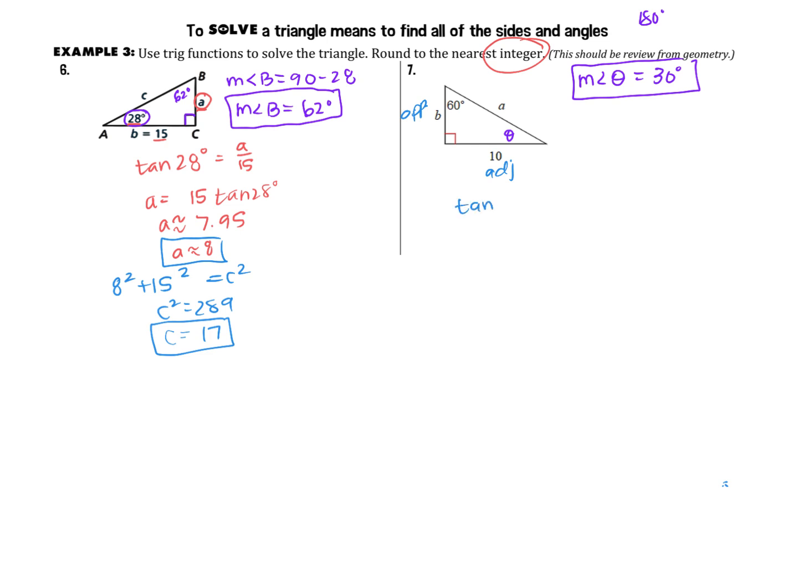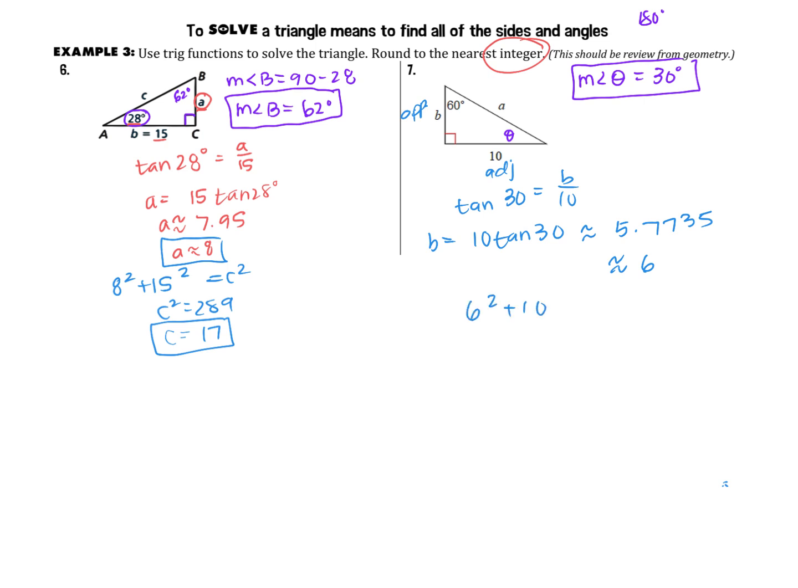All right, we can say tangent of 30 degrees is going to equal b over 10. So b is going to equal 10 times tangent of 30, which is going to give us 5.7735, or this is going to give us approximately 6, since it does say round to the nearest integer, which means now we can find the other side.